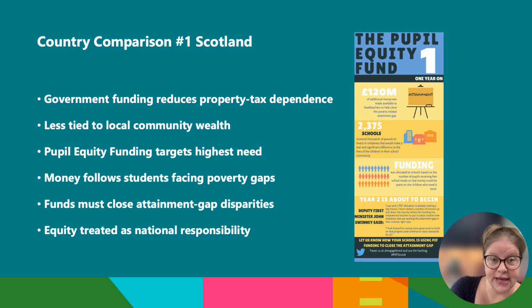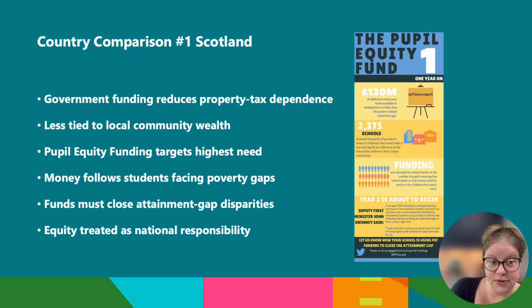First country I compared was Scotland. The government funding reduces property tax dependence. The government gives a lot of money to these schools, which is amazing. So it's less tied to local community wealth, and pupil equity funding targets the highest needs. So the money follows the students that need it and faces the poverty gaps.